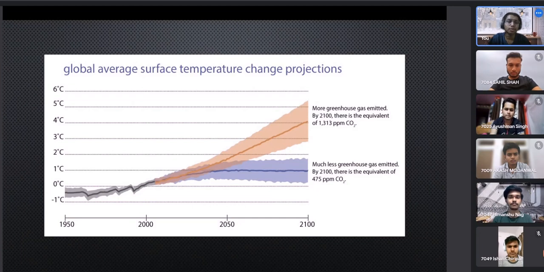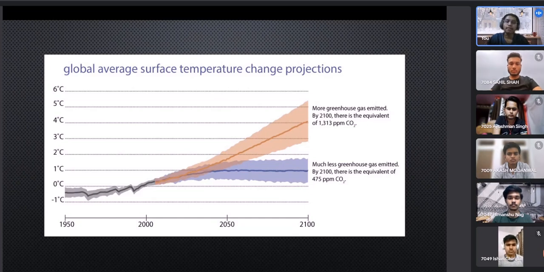Here we have two graphs, one colored in orange and the second colored in blue. Now let's talk about the one colored in orange. If we produce greenhouse gases in the same manner as we are producing today, then the parts per million concentration of carbon dioxide will rise to 1313 ppm, and we will see a drastic change in the average temperature of the earth, an increase from 3.5 degrees Celsius to 5.4 degrees Celsius.